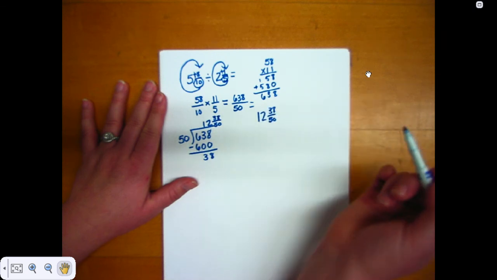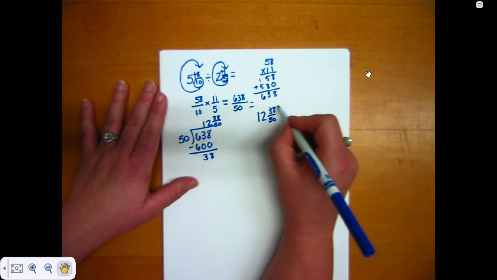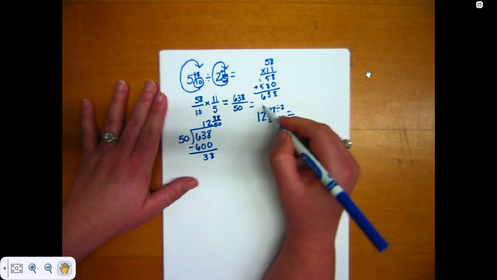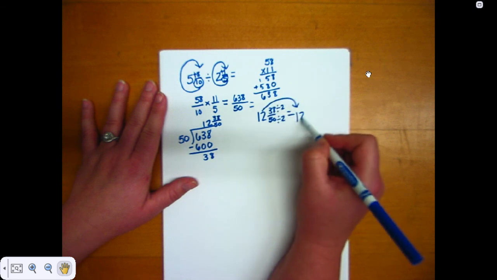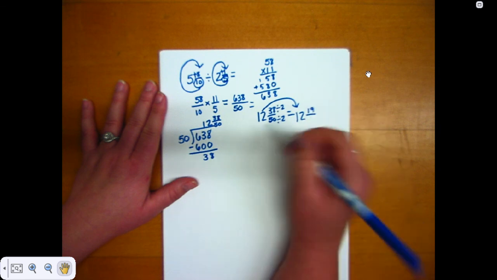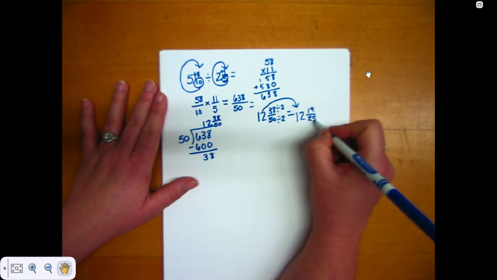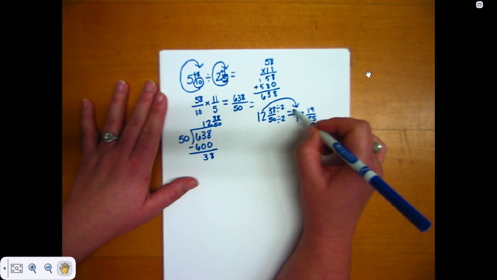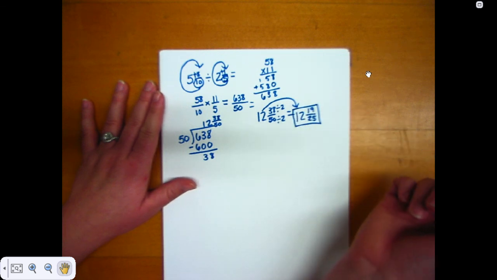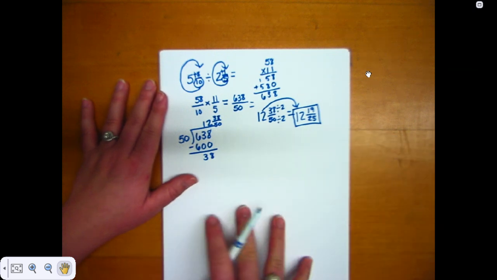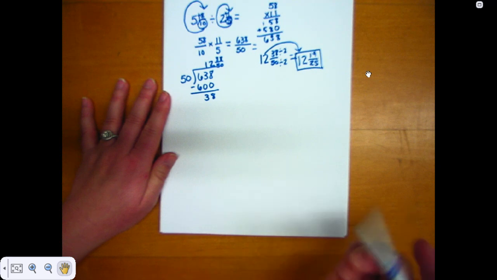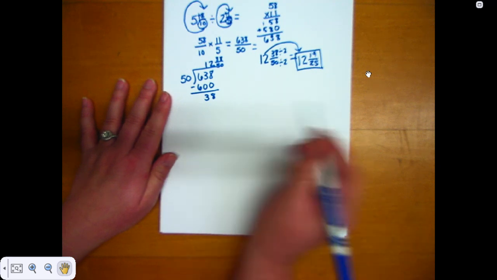Those are both still even numbers, so I'm going to divide them both by 2. And I'm going to bring my whole number over. 38 divided by 2 is 19. 50 divided by 2 is 25. And that is my final answer. Positive 12 and 19/25. Let's do one more, and then I'm going to let you go on your work today.